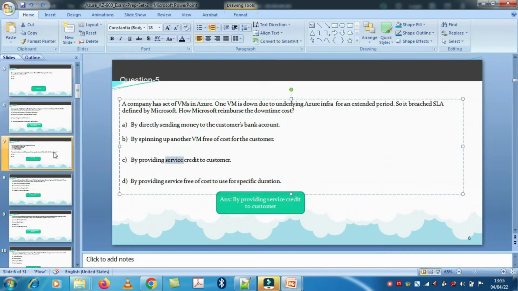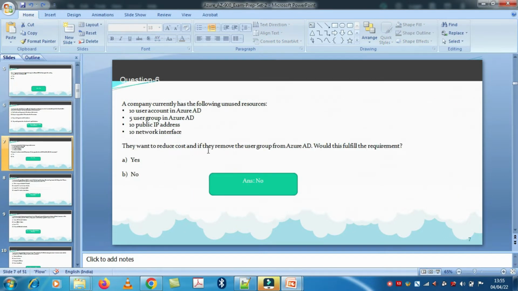Okay, now moving to question number 6. A company currently has the following unused resources: 10 user accounts in Azure AD, 5 user groups in Azure AD, 10 public IP addresses, 10 network interfaces. They want to reduce the cost. If they remove the user group from Azure AD, would this fulfill the requirement?